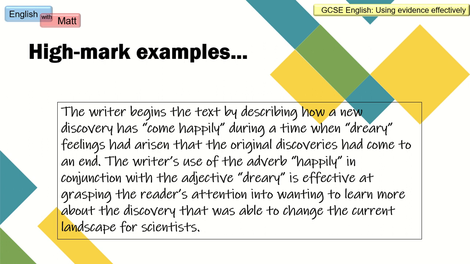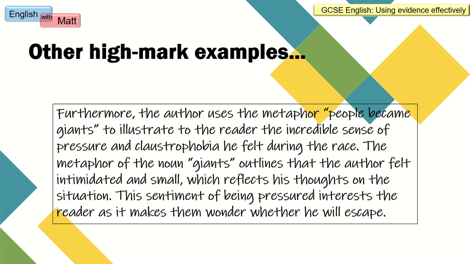The quotes are short and judiciously and carefully chosen. And there's also an attempt here to talk about the evaluation, the analysis of this language. And another one, furthermore, the author uses the metaphor people became giants to illustrate to the reader the incredible sense of pressure and claustrophobia he felt during the race. The metaphor of the noun giants outlines that the author felt intimidated and small, which reflects his thoughts on the situation. This sentiment of being pressured interests the reader as it makes them wonder whether he will escape. So again, there's an emphasis there on why something might create a certain feeling.